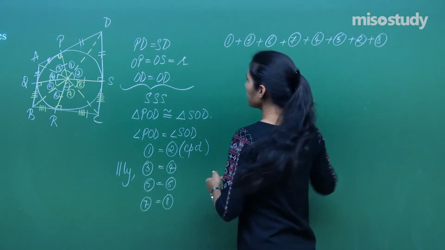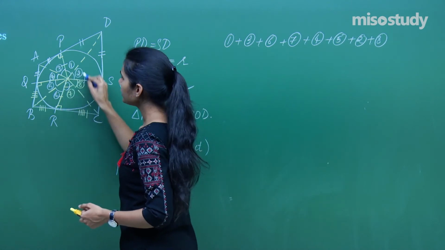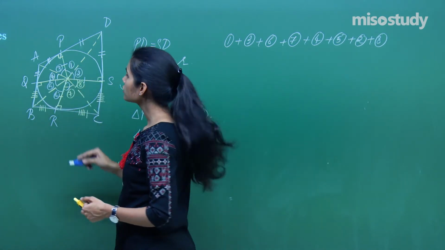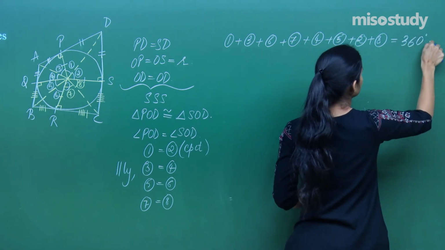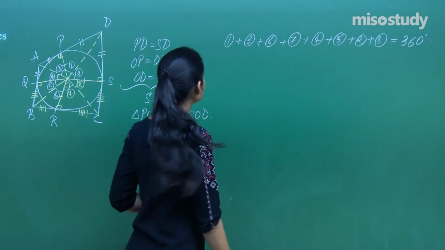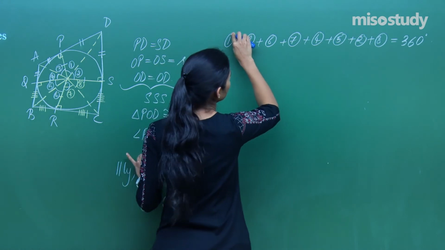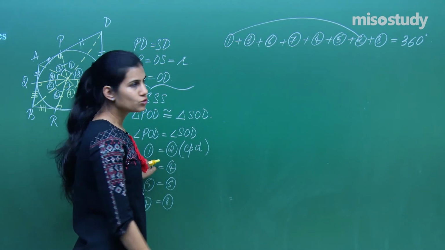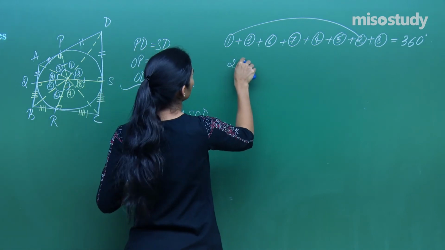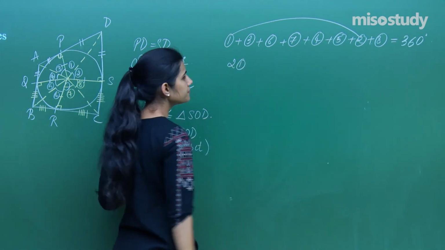I know that this is representing the angle at the point O. An angle at a point completely is of 360 degree measure. So this is 360 degrees. But 1 is same as 2, so I will be writing twice of 1.